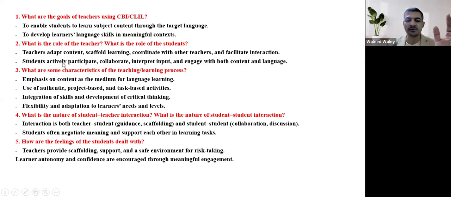And the students here actively participate, and they collaborate, interpret input, and engage with both content and language. Okay, so they are always active because they do most of the tasks.